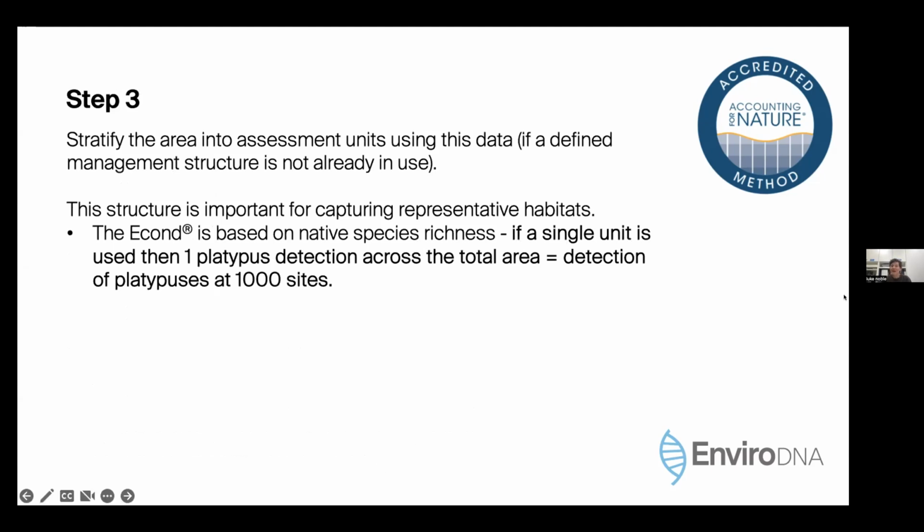The stratification can be done in a number of different ways, either again using existing structure or by combining multiple spatial layers of interest: vegetation, habitat types, soil types, drainage flow, hydrological information, etc. That can be something that either proponents can do if they have the expertise, or that we can help out with. And as I mentioned, it's really important that that stratification is representative and reasonably granular, because this will give you more power to detect changes in richness.